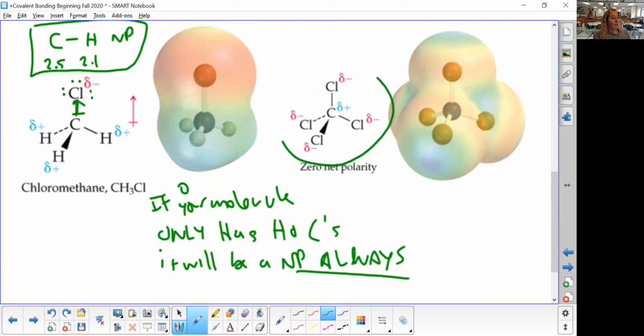Versus if you have carbon tetrachloride here, this is a very nonpolar molecule because you have the same thing attached four different ways, so all the electrons are going to be distributed evenly, and that's going to make the molecule very nonpolar. But in a tetrahedral shape, all four things have to be the same in order for it to be nonpolar. Okay?